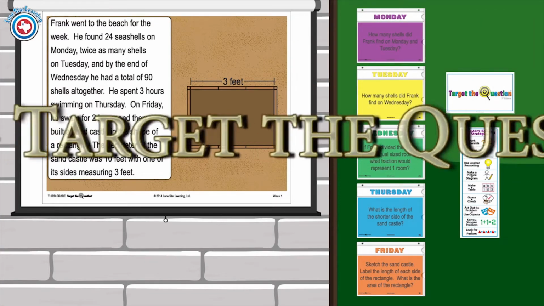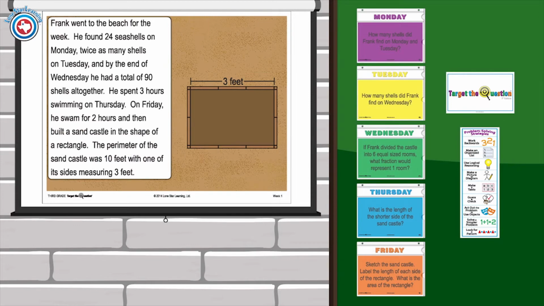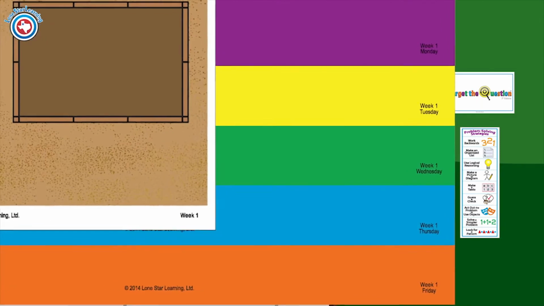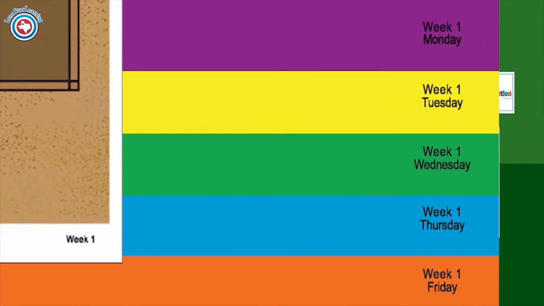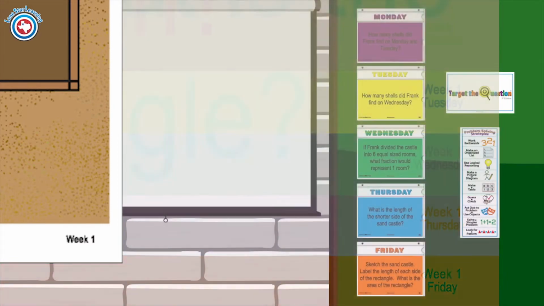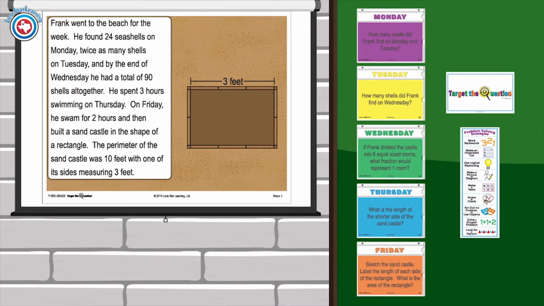Now that we know how the bulletin board is assembled, let's see how Target the Question actually works. There are 36 Problem of the Week scenarios with matching questions of the day. To find out which week number you have, look at the bottom right hand corner of the page. Each scenario is full of information and the questions vary from week to week. Display the week 1 Problem of the Week scenario and read through and discuss it with the class. Then have students use the week 1 Monday question of the day.